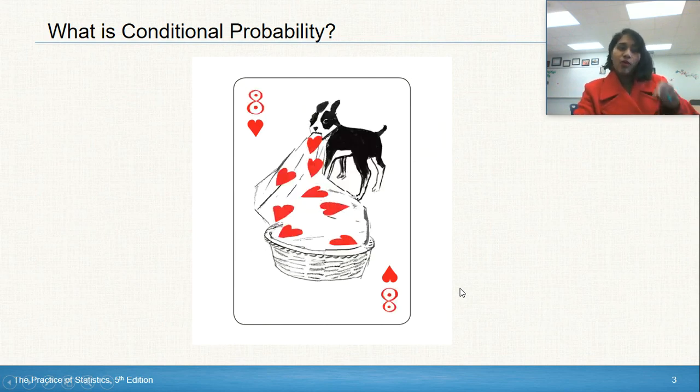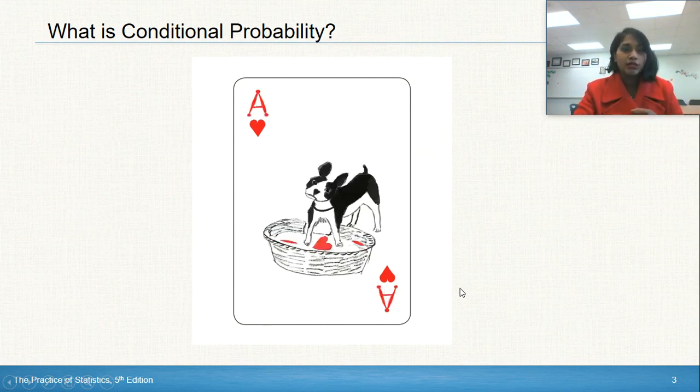Okay, and by the way, I want this deck of cards, so I'm going to buy it. Isn't that the cutest little dog you've ever seen?